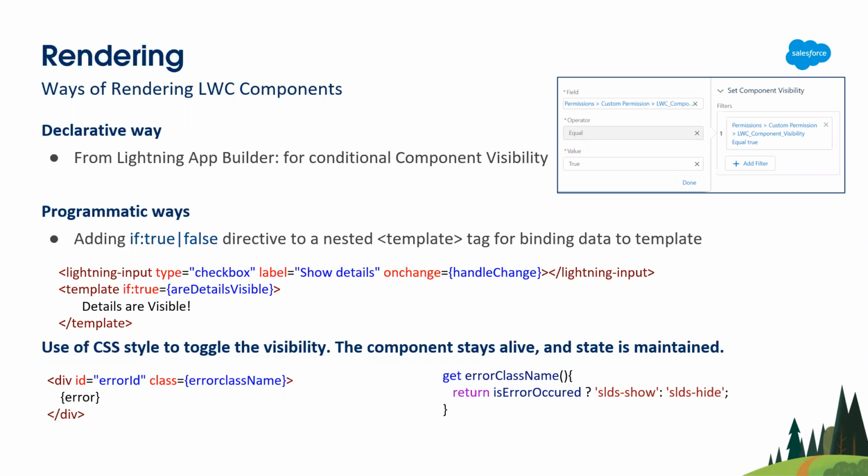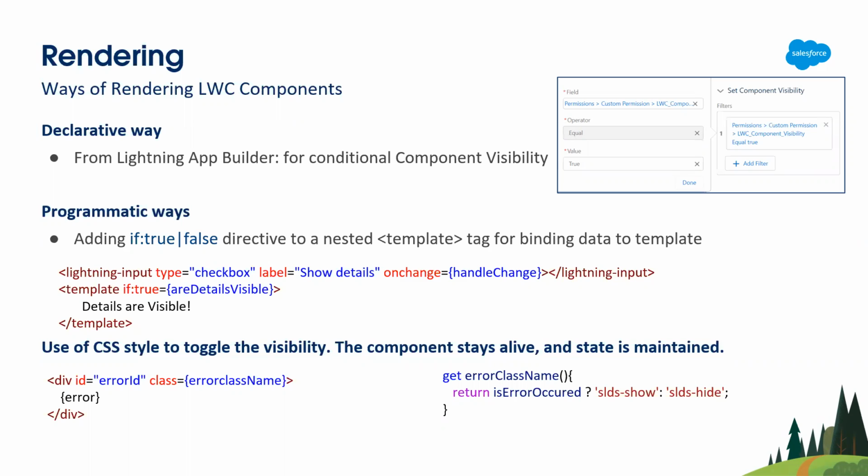To meet this requirement, we can use our app builder. We can open our app builder in design mode and assign the conditional part there, and we can render this component either visible or non-visible based on whether the user is assigned the permission set or not. That is one way of declarative. There is the other way, a programmatic way. Here we'll talk about two programmatic ways the components can be displayed. We know that we work with the template if:true and if:false directives, right? To display the nested template tag and bind the data to the template.